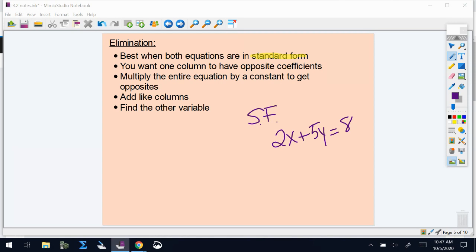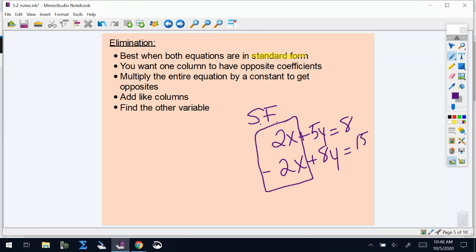If this one down here looked like this, it would be a great one to immediately do elimination because the x column has opposite coefficients, meaning one is positive 2x, one is negative 2x. What is completely ideal about that is it allows that entire column to cancel or be eliminated whenever you add the column together. That's the perfect situation whenever it's already ready to go.